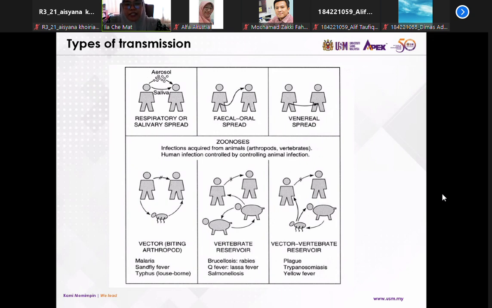Okay, so a vector is like a transporter. This vector will transport the virus and infect from one person to another. And a reservoir is actually referred to as a tank. That is where the first stop of the virus comes from. So it involves two things here: reservoir and vector.